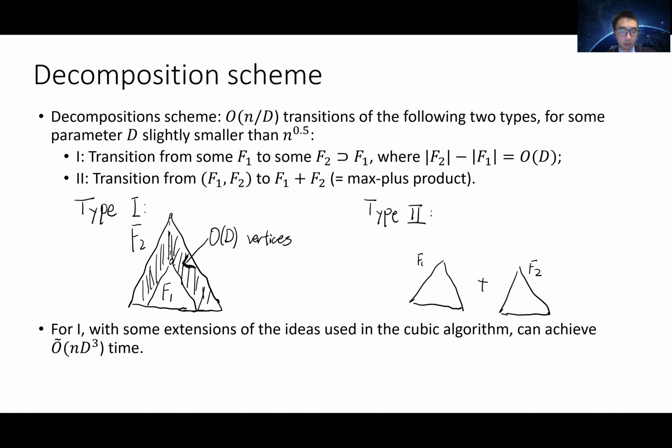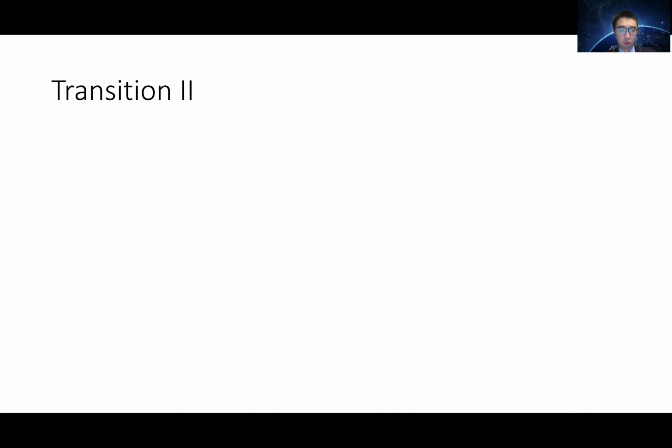For the first type of transitions, with some extensions of the ideas used in the cubic algorithm, we can achieve a running time of O(n) times d cubed. And therefore, the total amount of time we need for the first type of transition is equal to O(n) over d times O(n) d cubed, which is equal to O(n) squared d squared. Now we deal with the second type of transitions. In order to do the second type of transitions in a more efficient way, we need a faster way to do the max plus product.